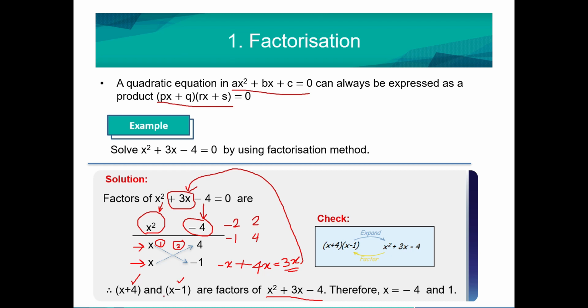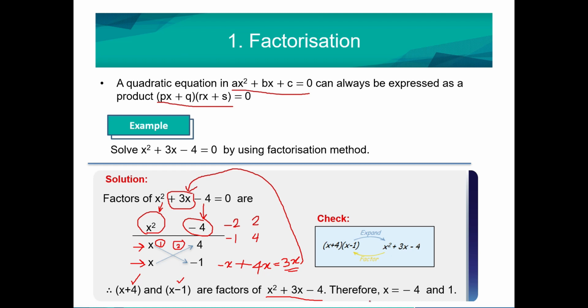Remember, for this case, we have three choices, whether it is 4, minus 1, or minus 2, 2, or minus 1, 4. So you can try out these two, and you will see that you'll never get the positive 3x for these two. So in this case, we need to try and error.